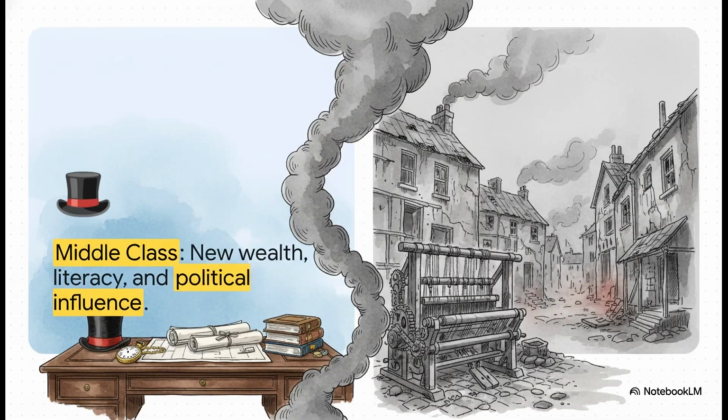But we have to recognize that this progress came at a severe human cost. On one hand, industrialization created a booming middle-class bourgeoisie, engineers, merchants, and entrepreneurs who were enjoying brand new wealth, literacy, and political influence. But in stark contrast, the urban working class was pouring into rapidly growing cities like Manchester and Birmingham. They faced overcrowded slums, terrible sanitation, and the brutal, dangerous realities of child labor in those very same factories.